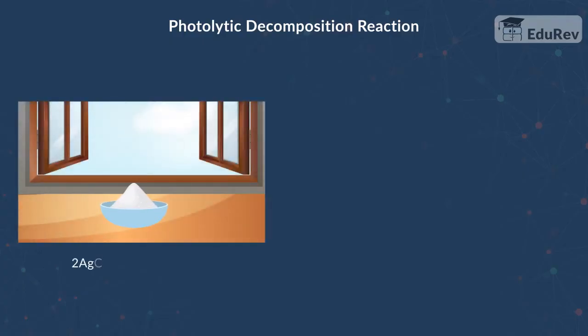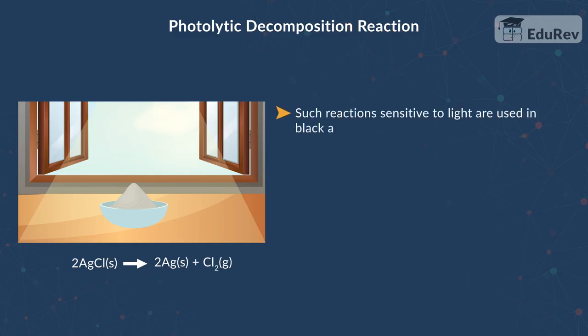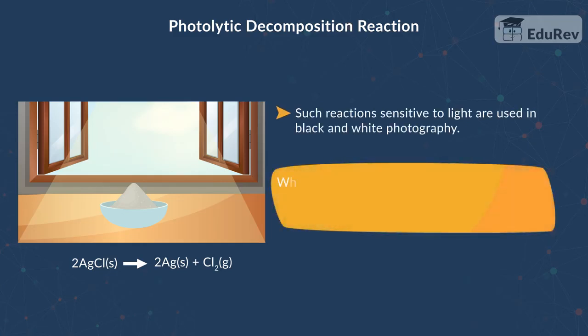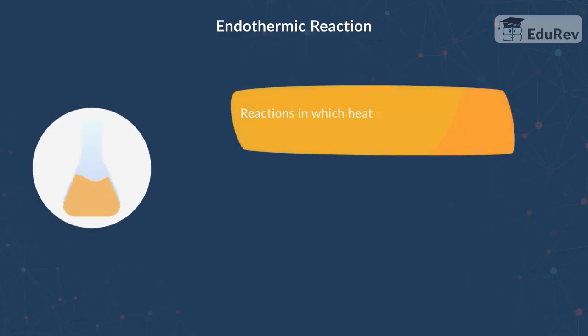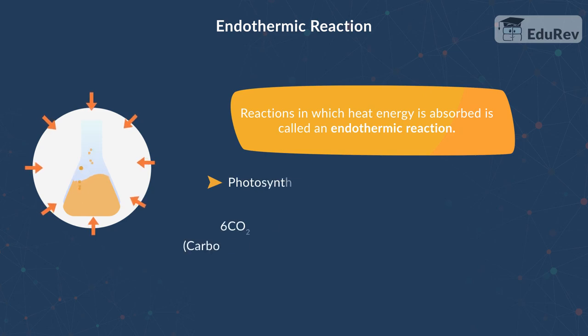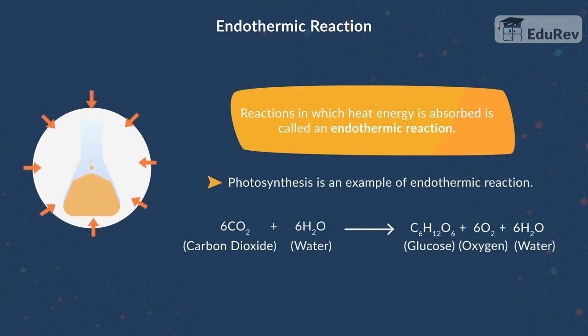When we expose silver chloride, which is white in color, to sunlight, it decomposes to silver, which is grey in color, evolving chlorine gas. Silver bromide also undergoes a similar reaction when exposed to sunlight. Such reactions are sensitive to light and hence used in black and white photography. So, when a substance undergoes a decomposition reaction in presence of sunlight, it is called a photolytic decomposition reaction. Reactions in which heat energy is absorbed are called endothermic reactions. Photosynthesis is an example of an endothermic reaction.